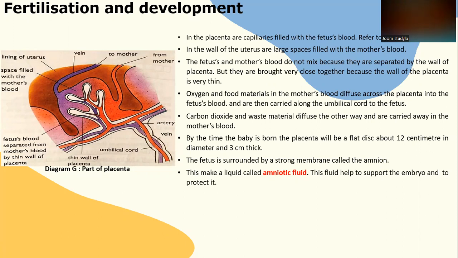By the time the baby is born, the placenta will be a flat disc about 12 cm in diameter and 3 cm thick. The fetus is surrounded by a strong membrane called the amnion. This makes a liquid called amniotic fluid. This fluid helps to support the embryo and to protect it.